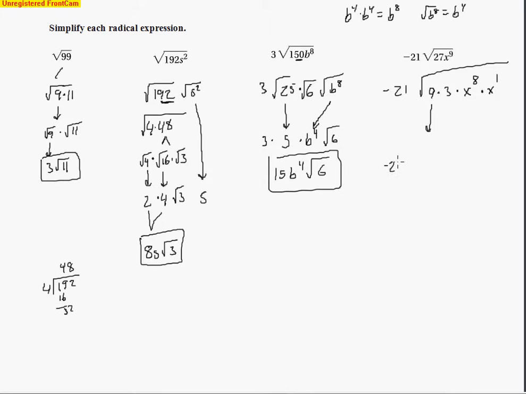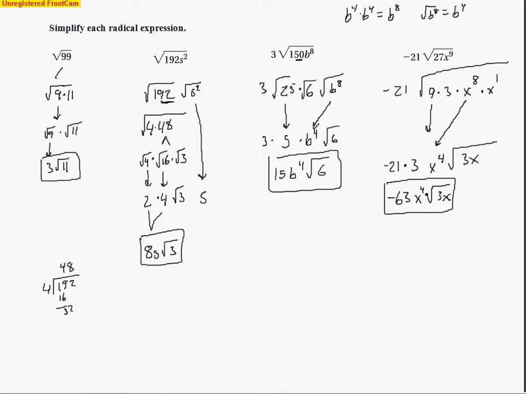So I've got negative 21 still multiplied by 3, because the square root of 9 is 3. And then x to the 8th is going to end up being x to the 4th. And so what's left underneath the radical sign? Well, we've got the 3x. So I go ahead and multiply these numbers, and I get negative 63x to the 4th, all multiplied by the square root of 3x. Let me make that a little more clear so it doesn't look like a 4th root. So bring it a little closer to the x there, and maybe put a times sign to show that it's being multiplied by the square root of 3x.